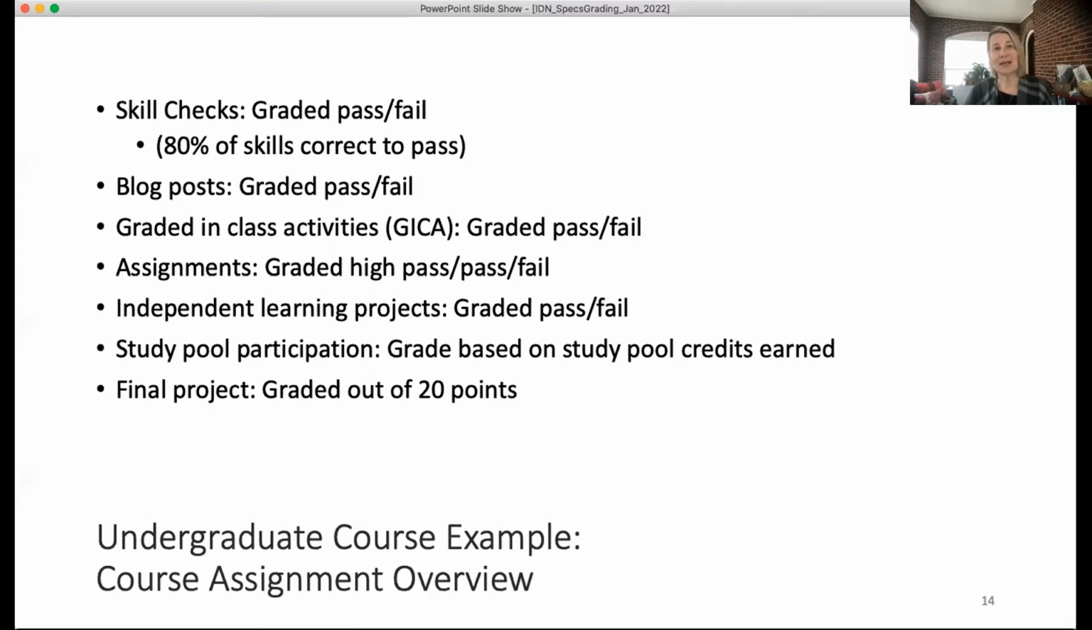And we set it as an 80% threshold to get a passing score, kind of like when you take the written test for driving. And then the final project is actually graded out of points. So it's just all the little stuff leading up to there that's graded on this pass-fail basis, or the high pass-fail. And yes, this helps students determine how they're going to spend their time, what their goals are. It lowers the stress level for a lot of them.